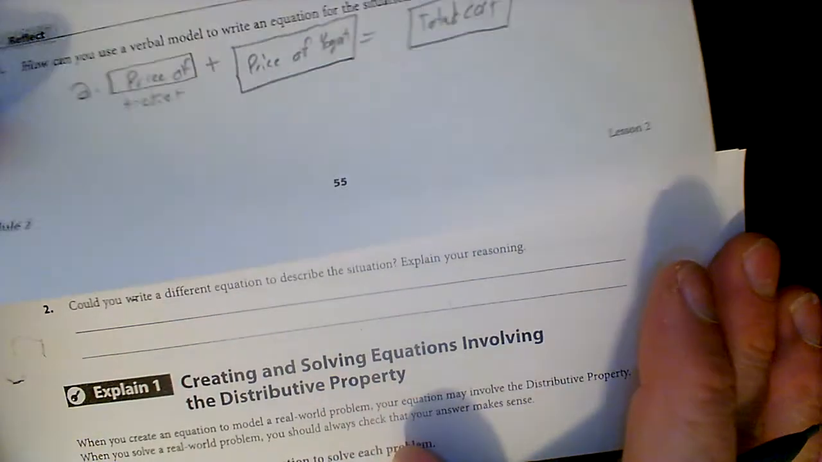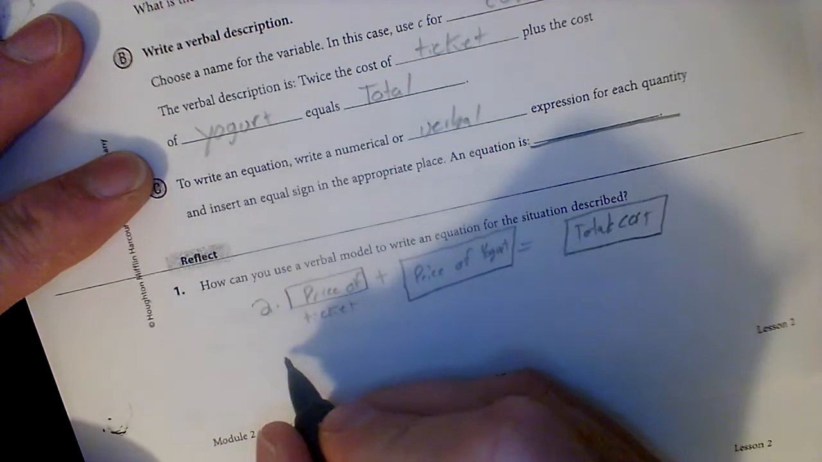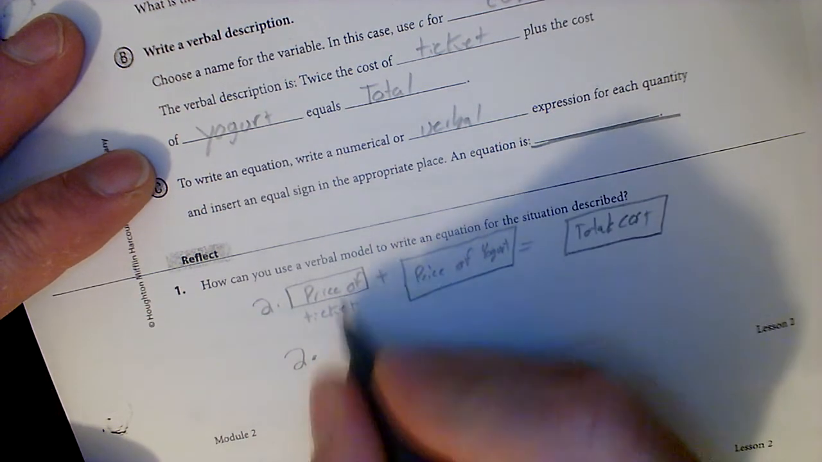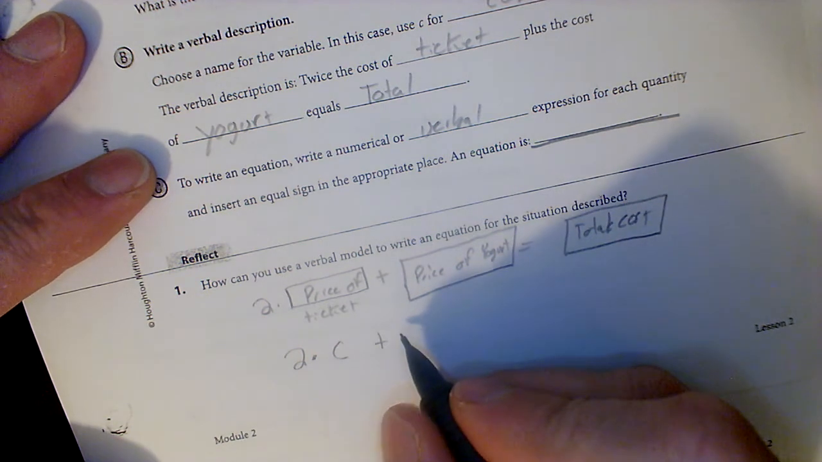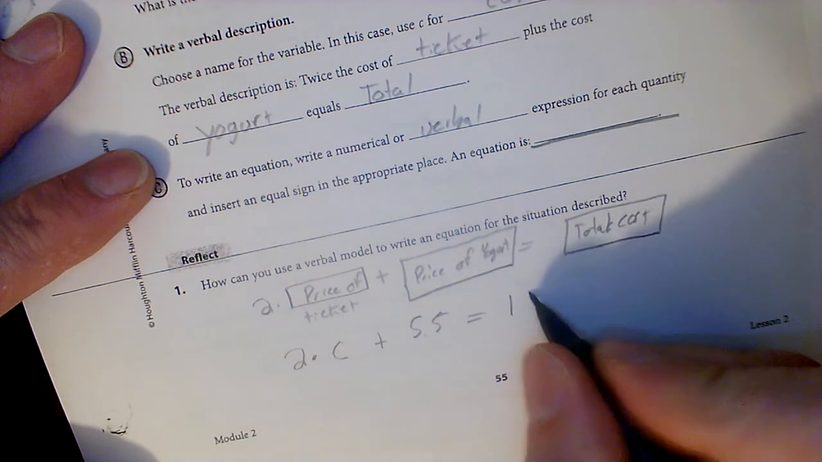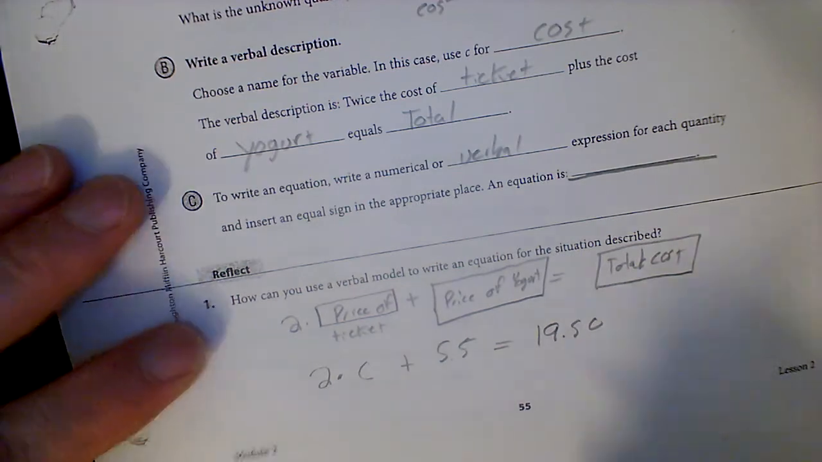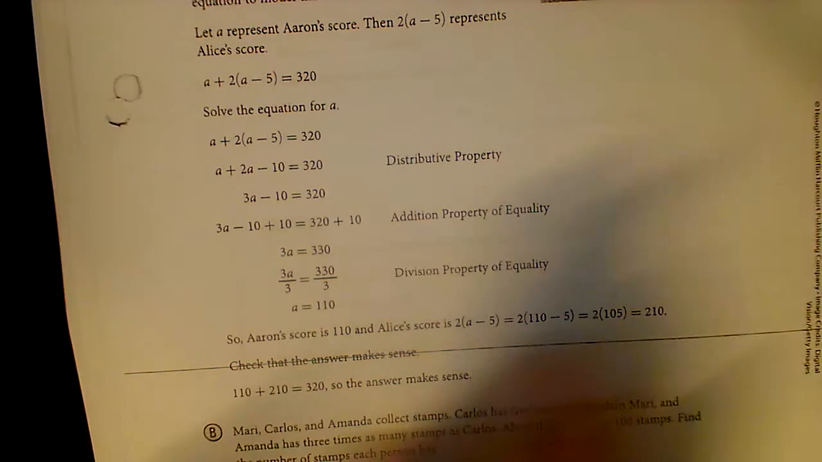Could you write a different equation explaining this reasoning? So I'm going to do this right here. Let's write this as an algebraic expression. 2 times price of ticket, we're going to say 2 times C plus price of yogurt, which I think we have at $5.50, equals $19.90 was our cost. And that's all the information they give us. I'll also put a 0 here since we're talking about money.